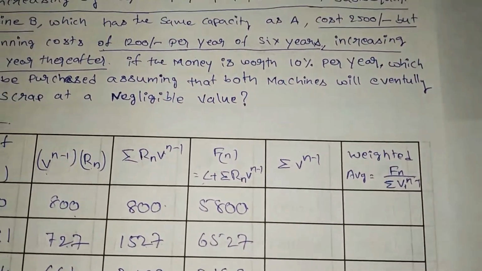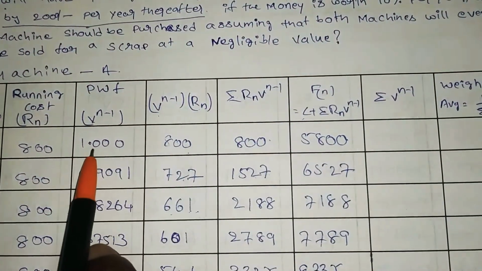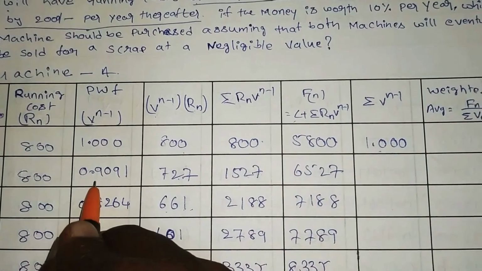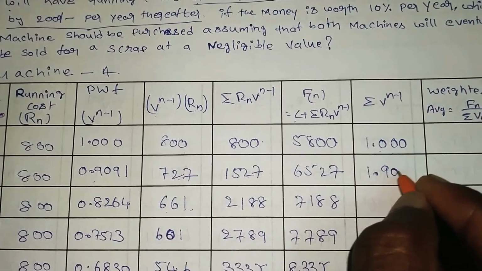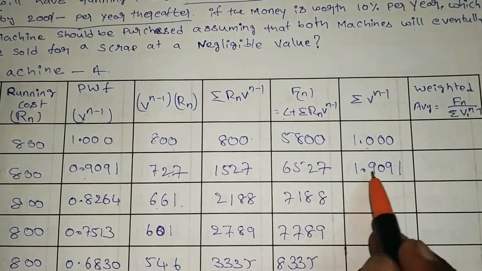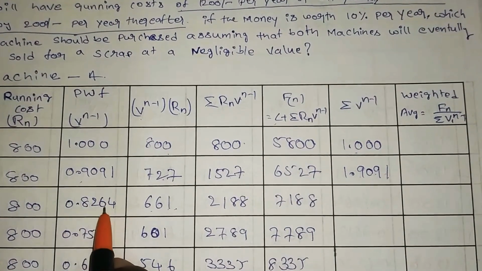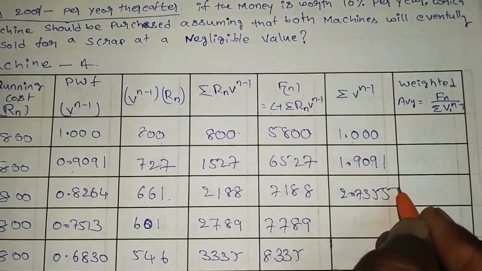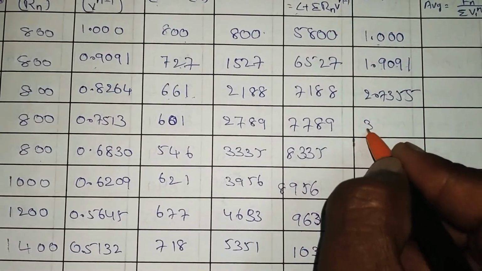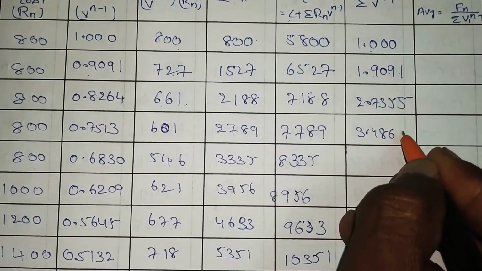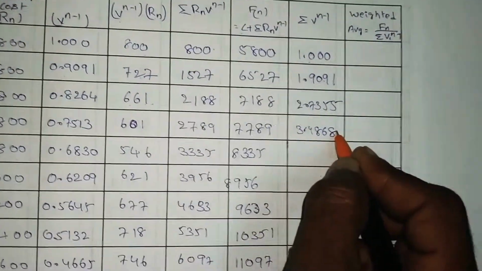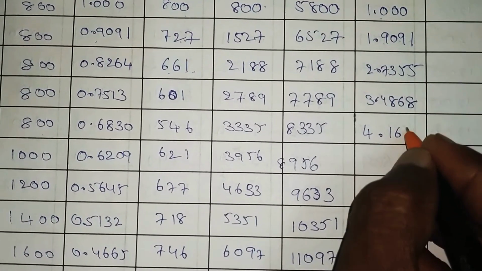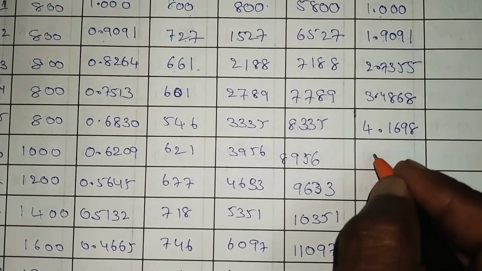Summation of V power n minus 1. 1.00, plus this one, 1.9091. 1.9091 plus 0.8264 is 2.7355. Similarly for the 4th year, 3.4868. Similarly for the 5th year, 4.1698. Similarly for the 6th year.